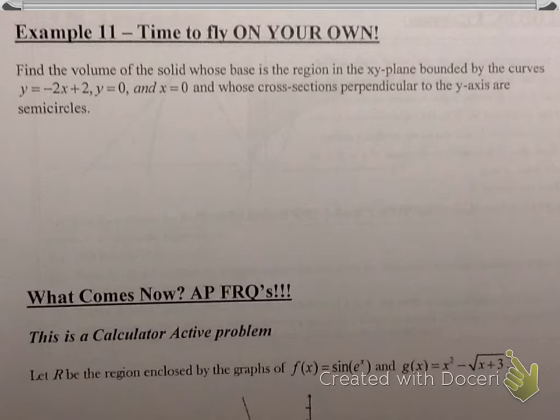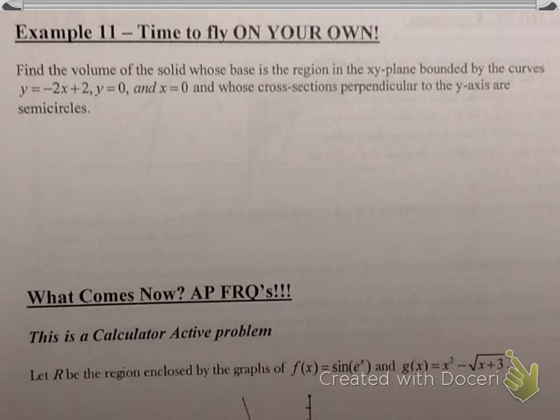Alrighty, so to finish up here, our third video in this notes guide is going to cover really just two specific problems. One I wanted you to try on your own, a cross-section problem, and then an AP free response problem that was calculator active. So let's take a look first off at example 11.